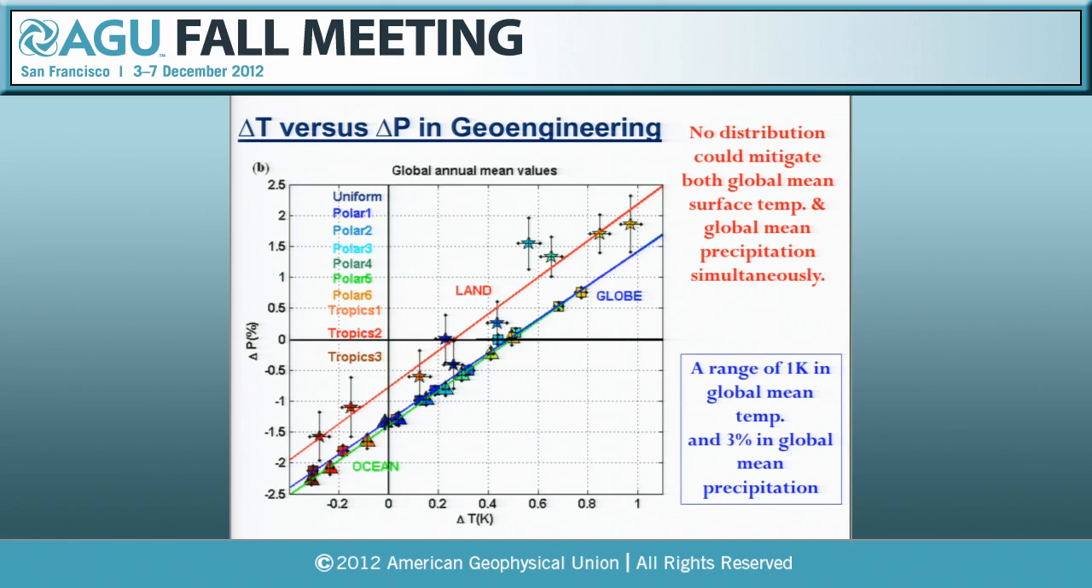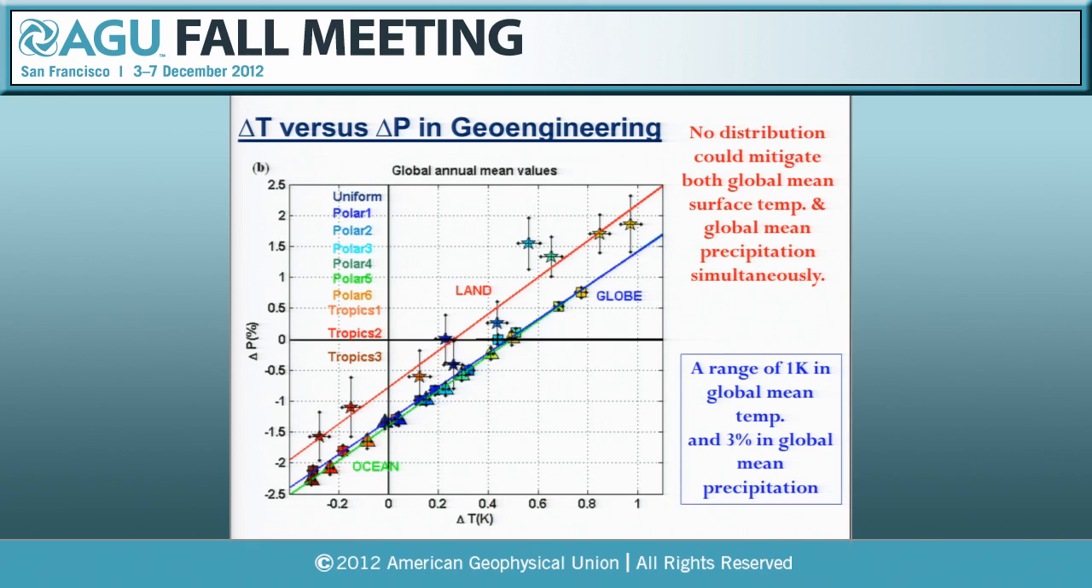Okay, so here what I have plotted is delta T versus delta P. You can again see things are on a linear line. If you have more temperature, you have more precipitation. If the planet is overcooled, then you have precipitation reduction. But what is very interesting is that in all the tropical cases, we found the global mean precipitation was lower, and in all the polar cases, the global mean precipitation was higher than the uniform case.